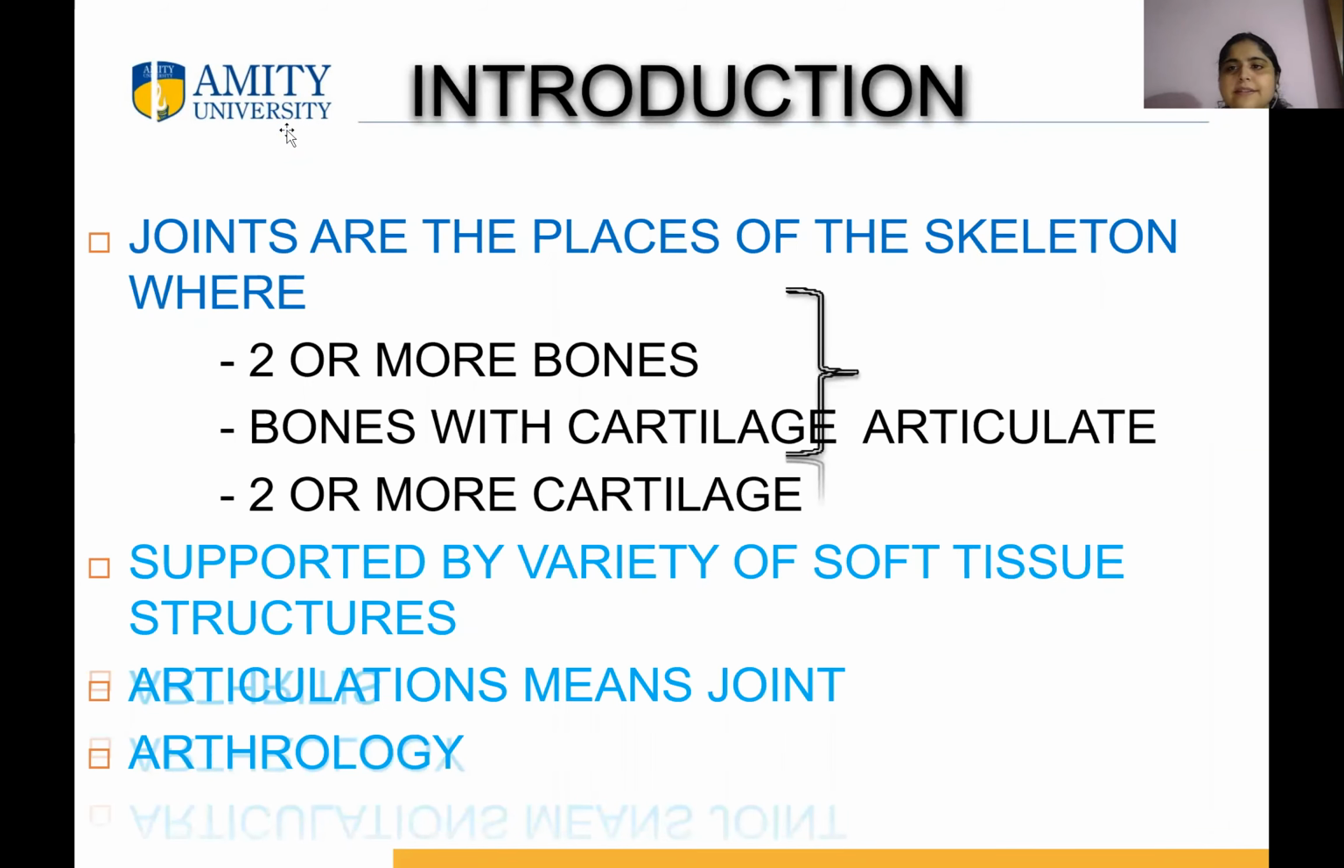What are joints? These are the places of the skeleton where two or more bones, or bones with cartilage, articulate, or two or more cartilages articulate with each other. They are supported by a variety of soft tissue structures. Articulation means joint and arthrology means study of joints.